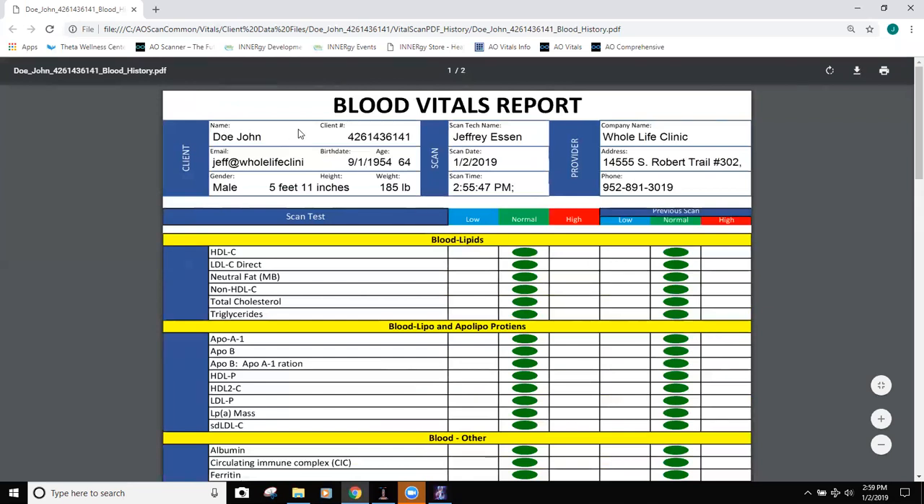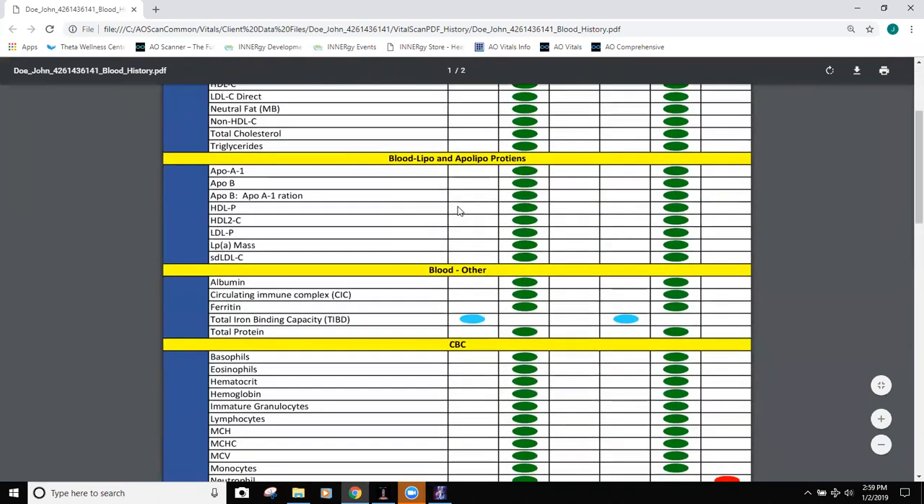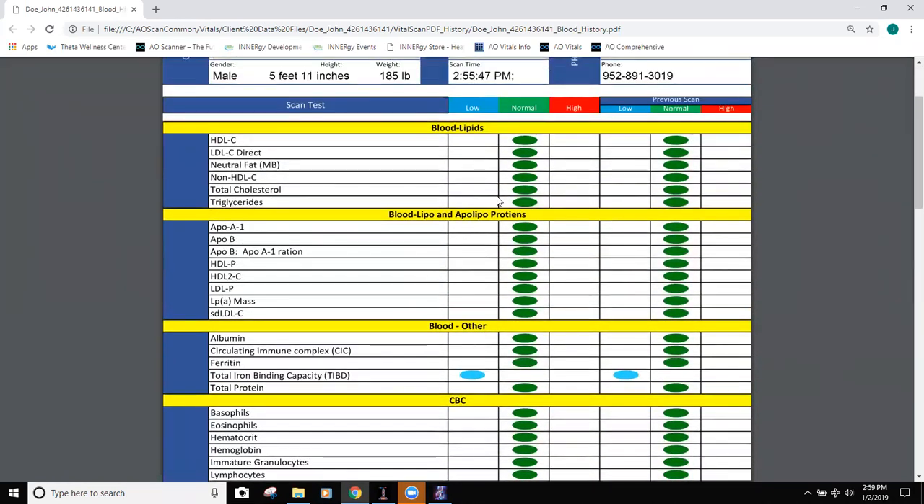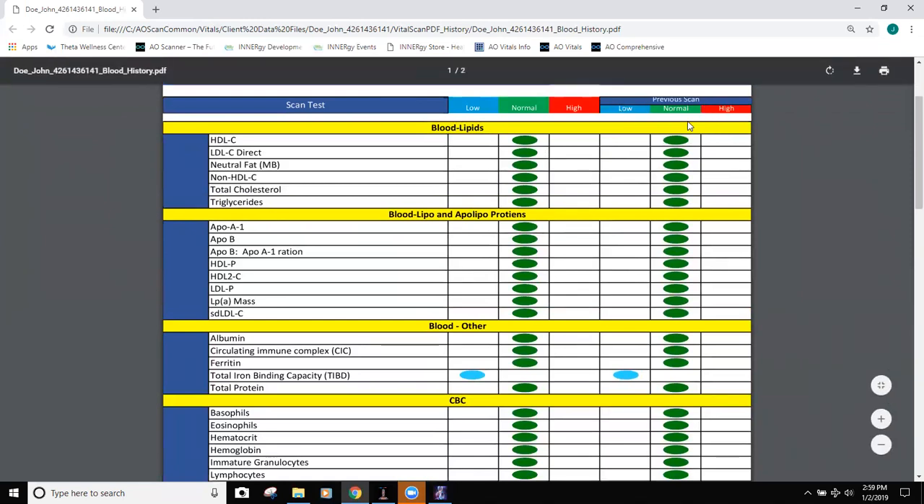You can see here, here's John Doe, technician name, the scan date and time. Now, as we go through here, you can see that this is the original scan. This is the uncorrected scan prior to the frequency optimization. These three columns are the corrected scan. This is the column set that we want to pay attention to. So in all of these, all of them are in the normal or balanced range.